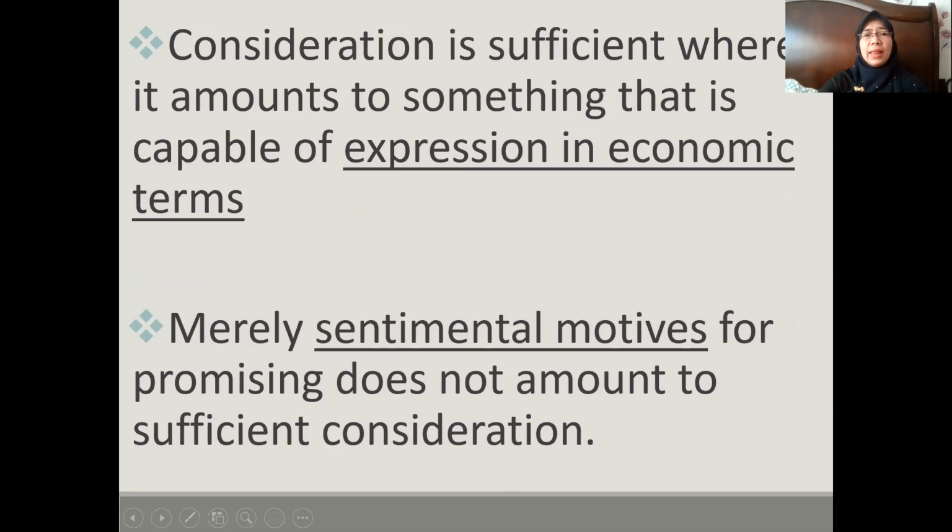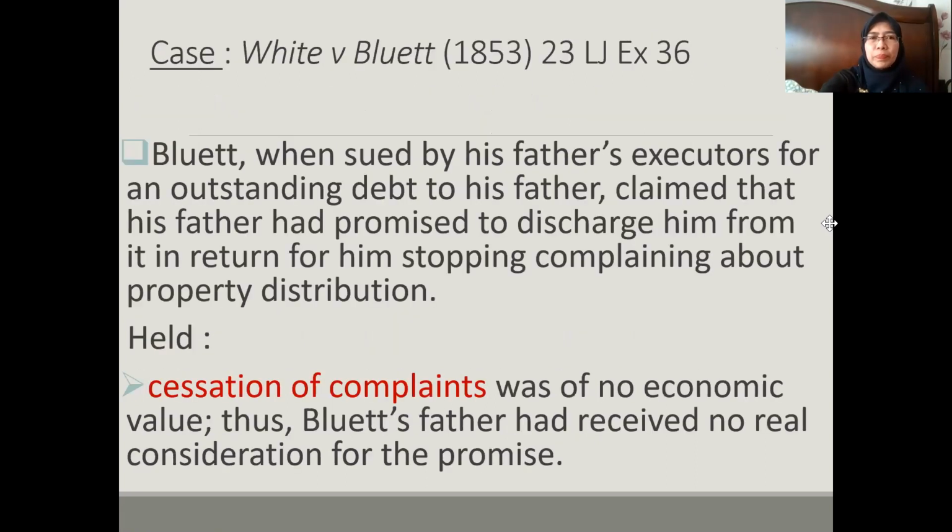So in other words, consideration is sufficient, is valid, where it amounts to something that is capable of expression in economic terms. This is what we learned from the chocolate wrapper case just now. And if it is merely sentimental motives to make a promise, it does not amount to sufficient consideration. Sentimental motives cannot be translated into commercial or economic value.